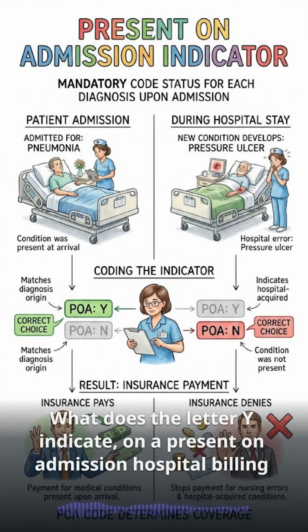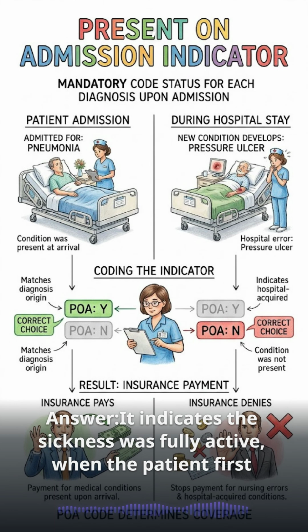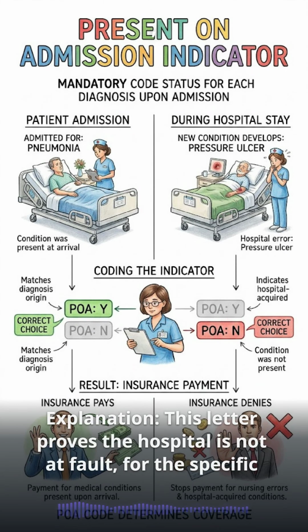55. What does the letter Y indicate on a present on admission hospital billing form? It indicates the sickness was fully active when the patient first walked right in. This letter proves the hospital is not at fault for the specific patient disease.